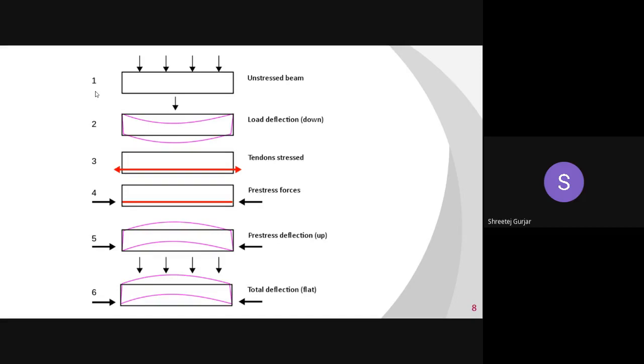In the second image, you can see that when a load is acting on this kind of beam, it deflects. Your beam starts to bend. So what we usually do to avoid this is pass tendons through the concrete, maybe two in number, maybe three, depending upon your load. After we pass the tendons, you can see in the third figure, they are stretched.